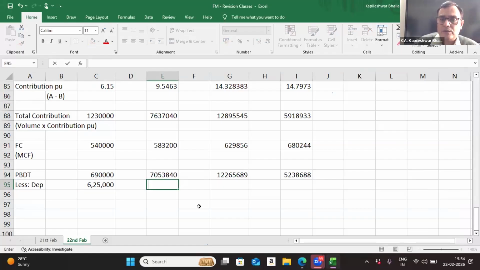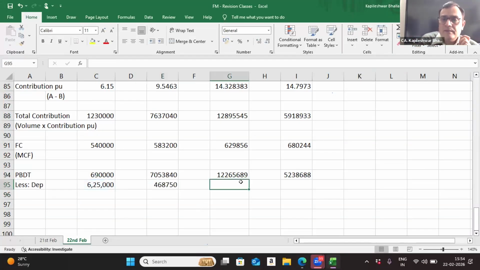You know what you can do is you can take this figure and multiply this with 0.75. Faster calculation. Then you can take this same figure and multiply this with 0.75. And last year, of course, I'm not considering a depreciation because if your depreciation is 25% WDV, you can take the next year depreciation as 75% of the previous year.